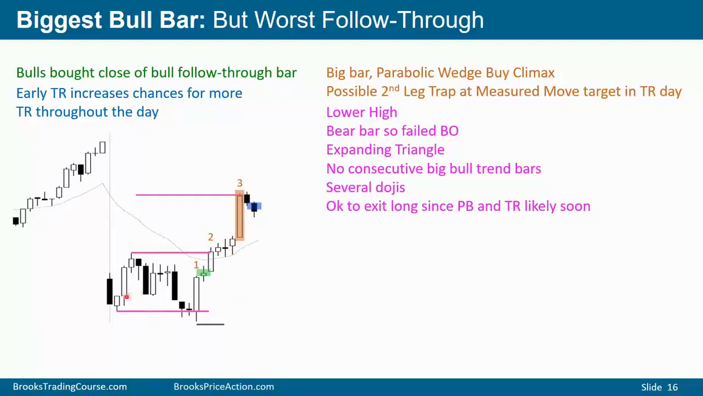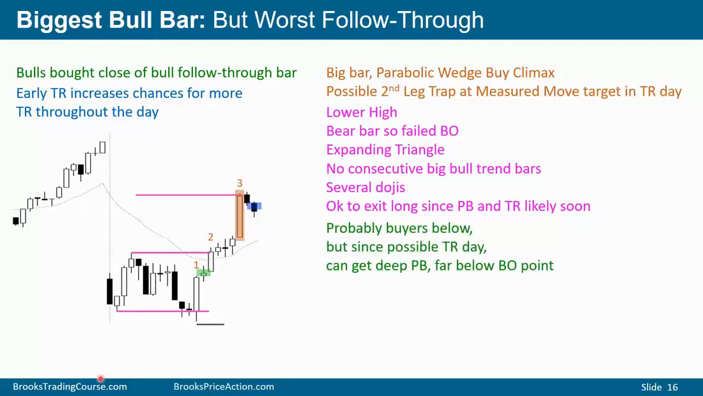It's an expanding triangle. We sold off from a higher high, and sold off from a higher high. But a very tight bull channel, that is a low probability short below the low of that bear bar. More likely the bulls will get at least a small leg up. Therefore, probably buyers below the low of this bear bar and at least a little bit more up.